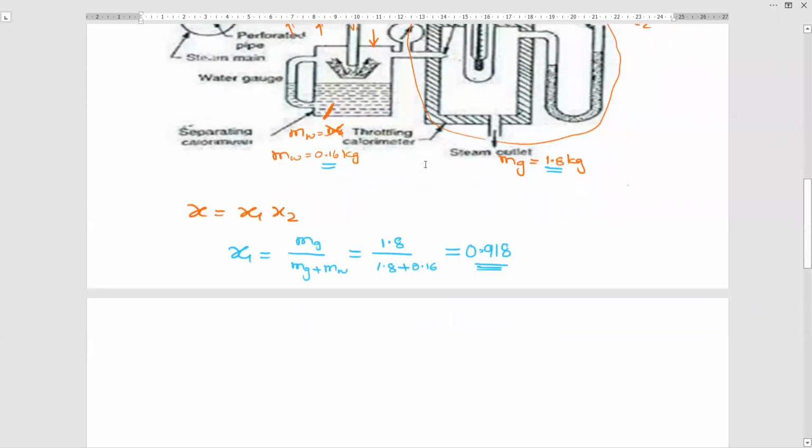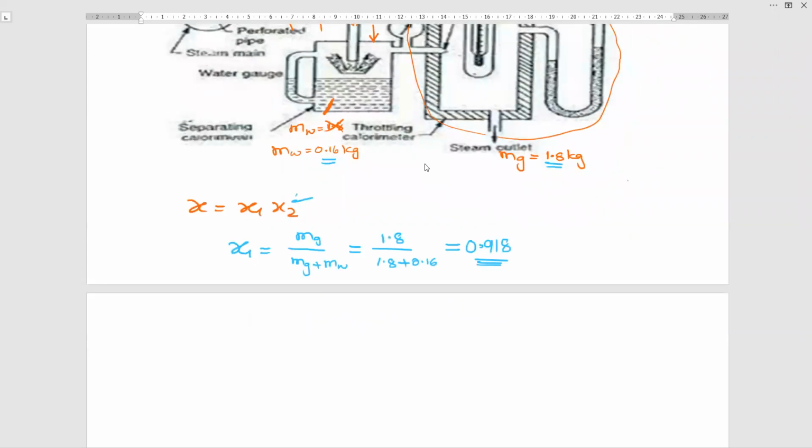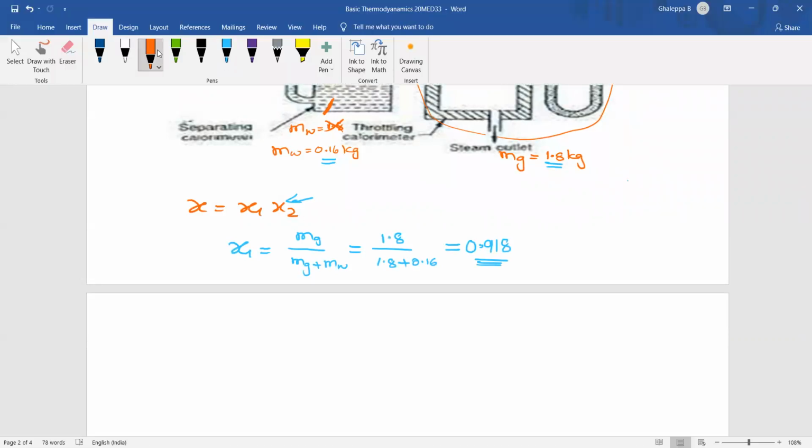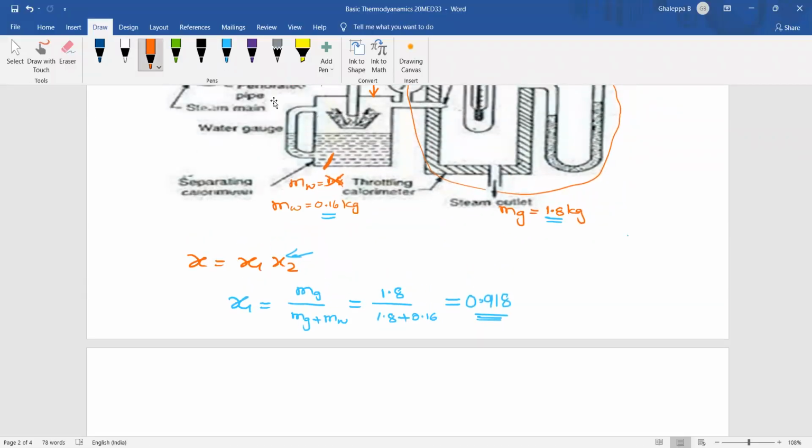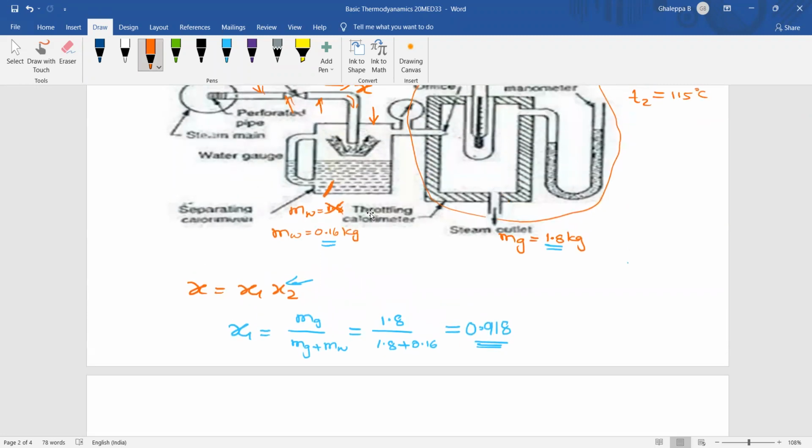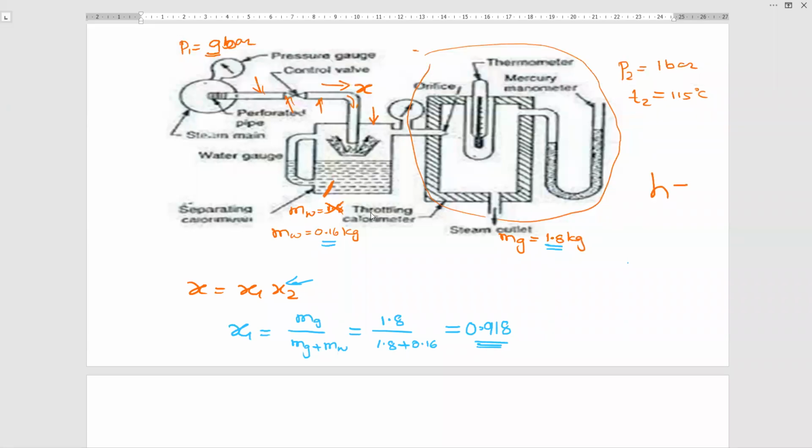Next line. Now the challenge is to find the value of X2. To find the value of X2, we have to write that formula. Once again, I will tell you how to write that formula. I will write the formula here and calculate X2. First, to write the formula, we have to write the energy balance equation: enthalpy at inlet equals enthalpy at outlet, or enthalpy before throttling equals enthalpy after throttling. Enthalpy in the first part is equal to enthalpy in the second part.